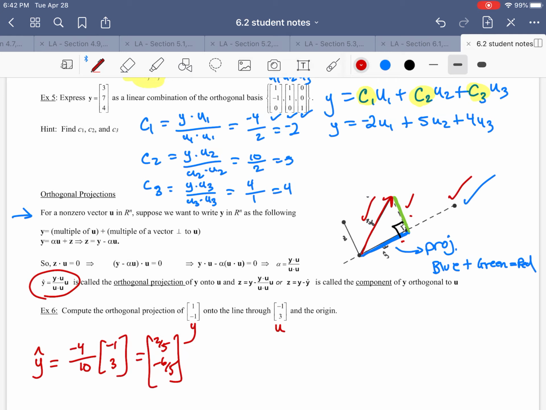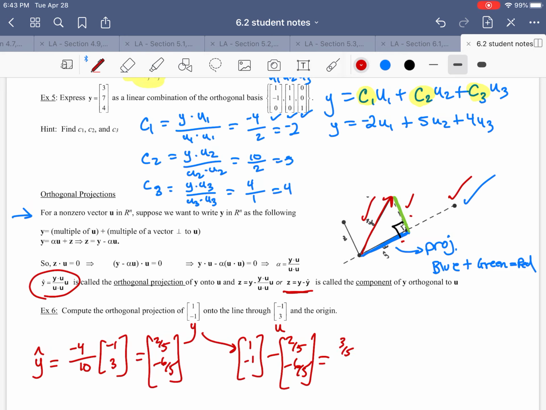All right. So remember that what we just found right there, we just found this blue part right here. And so the red minus the blue equals the green, and I need to find the green piece right now. So if I do the red one, which is originally y, so if I do 1, negative 1, minus this projection I just found, minus my 2/5 and negative 6/5, this is going to get me basically what they're calling z, I guess you could say, right up here.